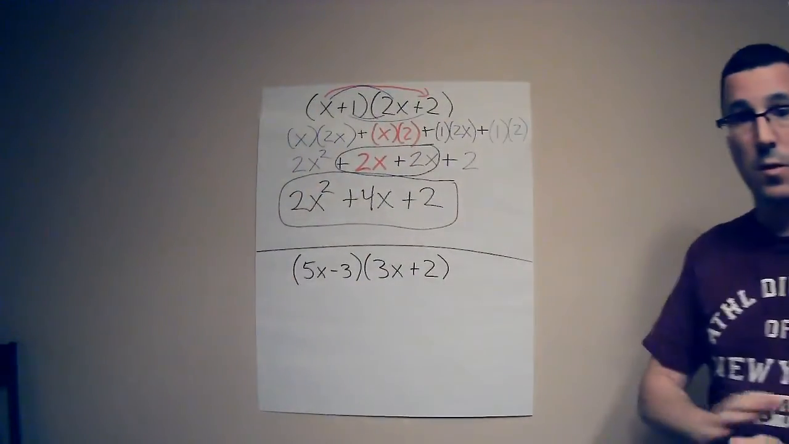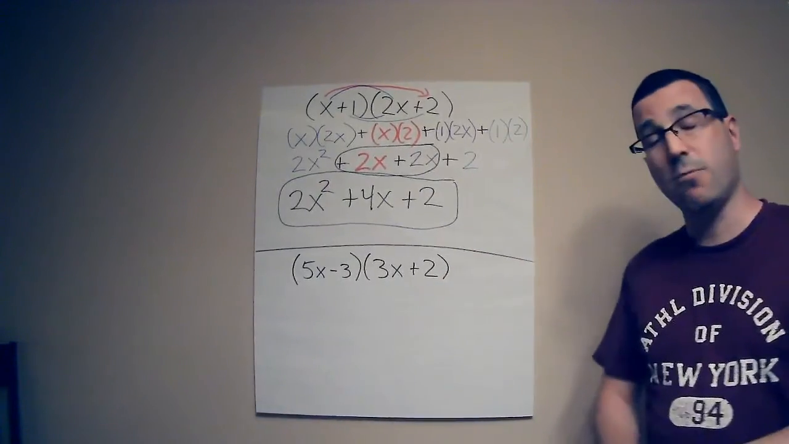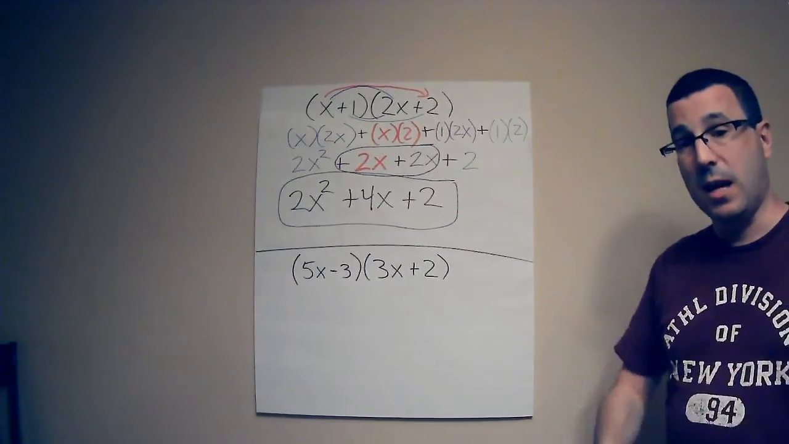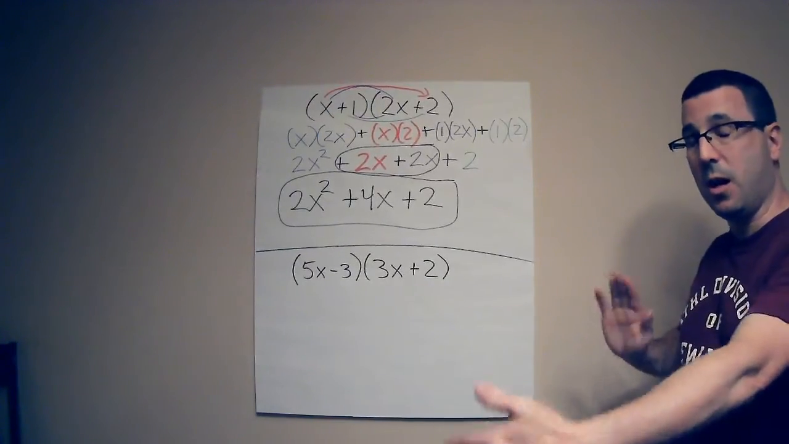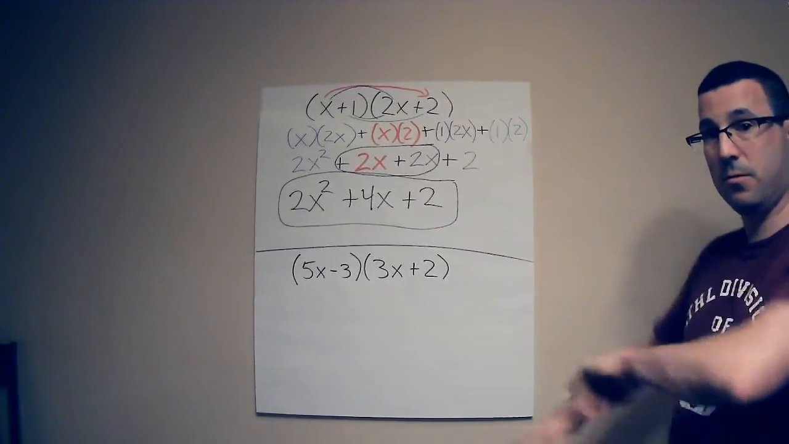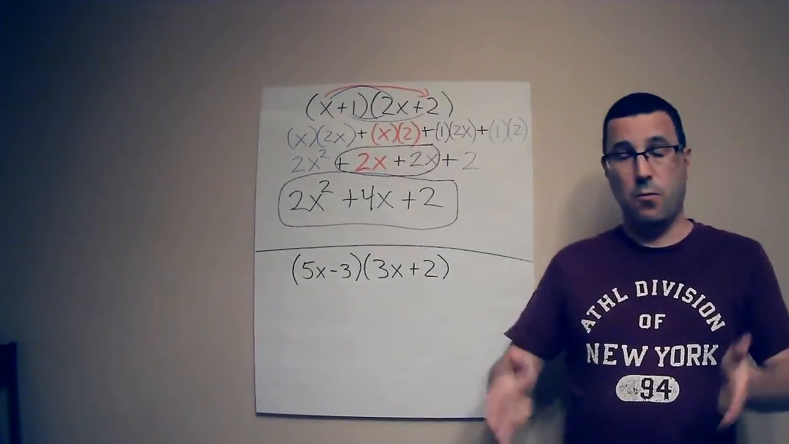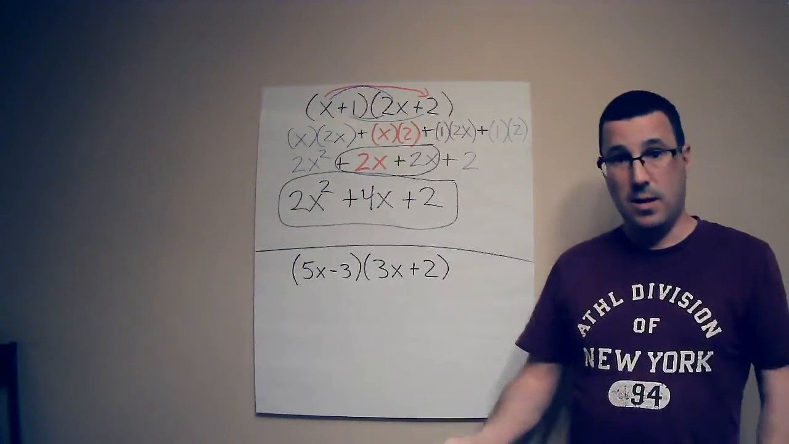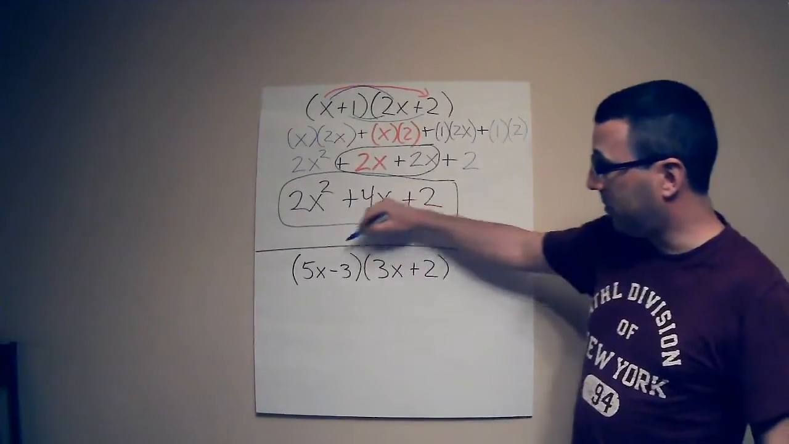Okay. So, last one here. 5x minus 3 times 3x plus 2. The method stays the same. I'm going to multiply my first terms. I'm going to multiply my outside terms. I'm going to multiply my inside terms, I'm going to multiply my last terms, and then when I combine everything, I'm going to combine my middle terms, my outside and inside, and now I'll have my trinomial on the end.